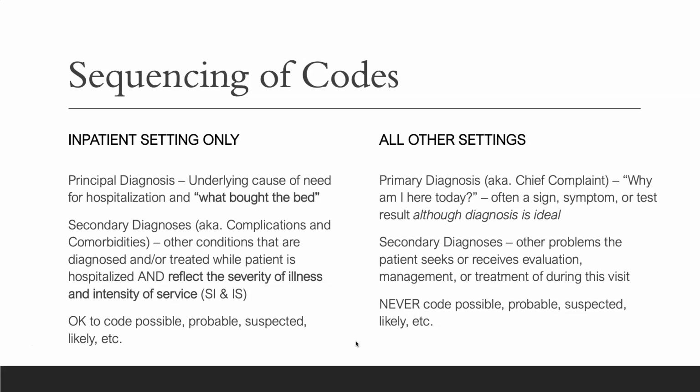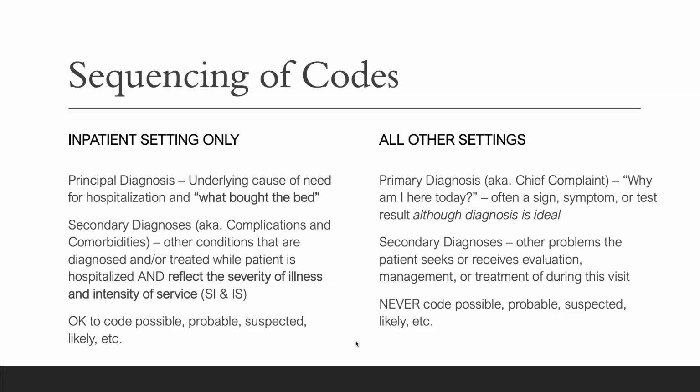Now, you will have secondary diagnoses. These are called complications and comorbidities, or CCs, or major complications and comorbidities, MCCs. These are other conditions that are diagnosed and or treated while the patient is hospitalized, and they reflect the intensity of service provided to the patient as well as the severity of the patient's illness. When you're in the inpatient setting, you can code possible, probable, suspected, likely, if that's the way the provider documents it. So now we've just been talking about inpatient. So that whole left side of the screen, that is inpatient only.